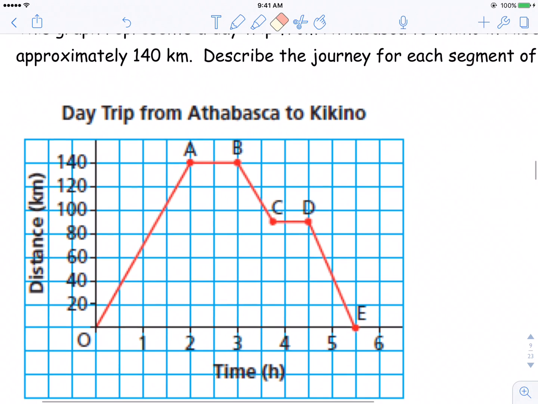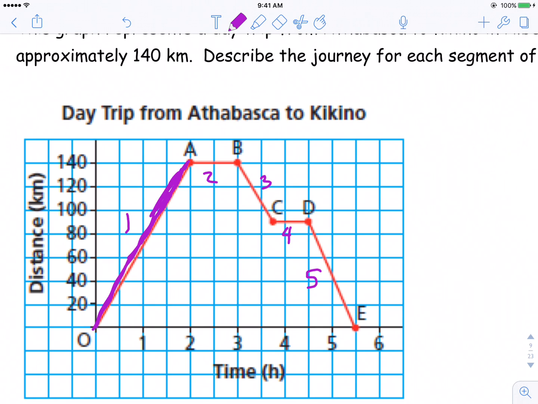So what's happening on each part of that trip? We're going to divide this trip up into 1, 2, 3, 4, 5 individual sections, and talk about them individually. So what's happening from our starting point to letter A? We start in Athabasca, driving towards Kikino.